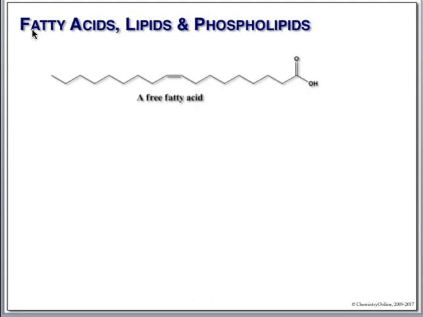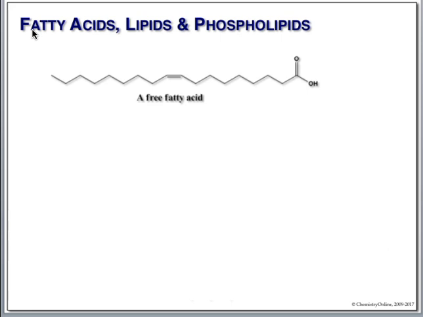The next lab we're going to do is going to deal with fat. This is what we mean by a fatty acid. Free fatty acid. This is a long chain of carbon atoms. It has a double bond, so it's an alkene, right? What is the stereochemistry of this double bond? Are the carbons on the same side or opposite sides? The same side. So this is a cis fatty acid. If they were on opposite sides, it would be a trans fatty acid.